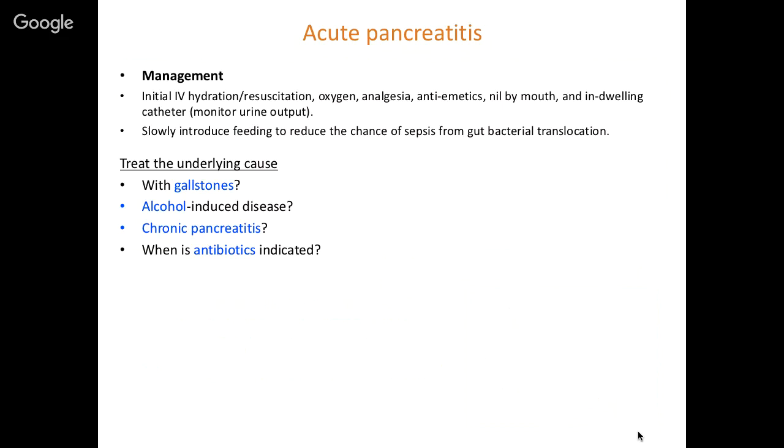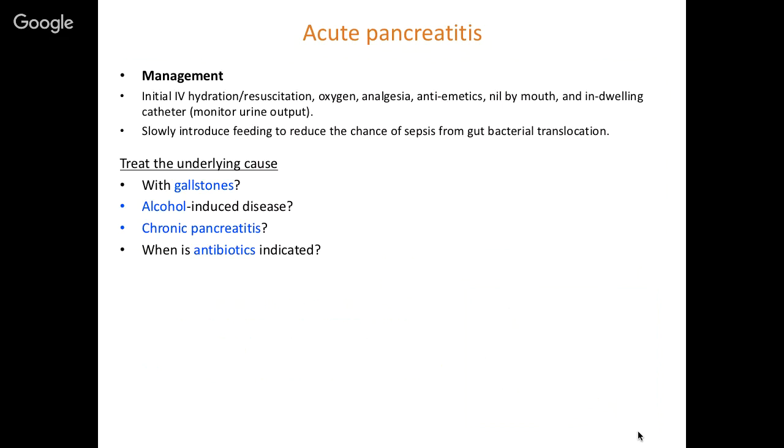In terms of management, you always start with your conservative general abdominal management, so analgesia and making sure they're fluid resuscitated. If appropriate, they might need a nasogastric tube or be nil by mouth. And then it's always important to treat the underlying cause. So with gallstones, you might do a cholecystectomy or you might do ERCP.